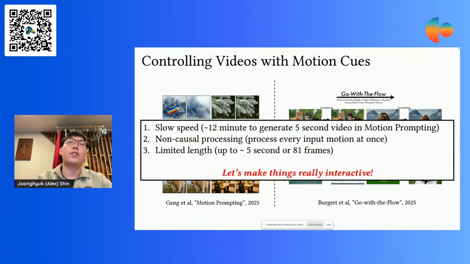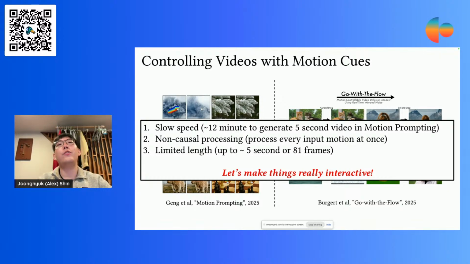But they also have a few limitations. The first one is they are really slow. Motion Prompting is based on Google's closed source model called Lumiere, and it takes 12 minutes to generate a 5-second video. And of course, they do non-causal processing. So users have to put in every input motion condition up front before the beginning, and they have to wait basically 10 minutes because they process every input motion at once. Because of this, they are limited in length, typically up to 5 seconds or 81 frames.